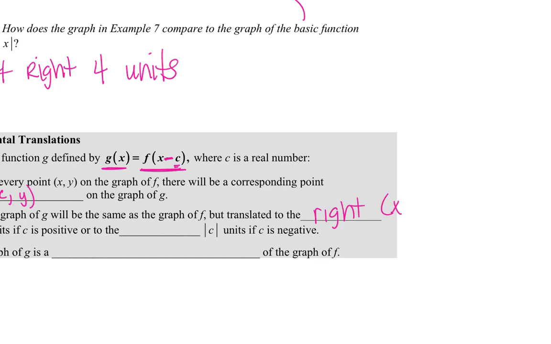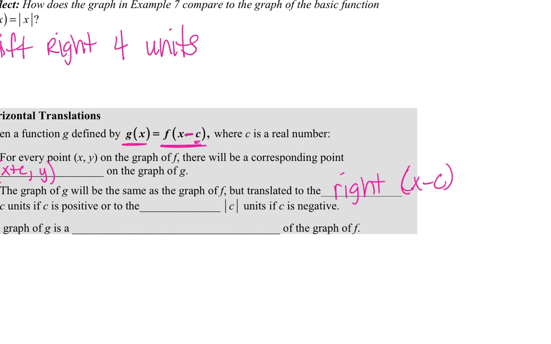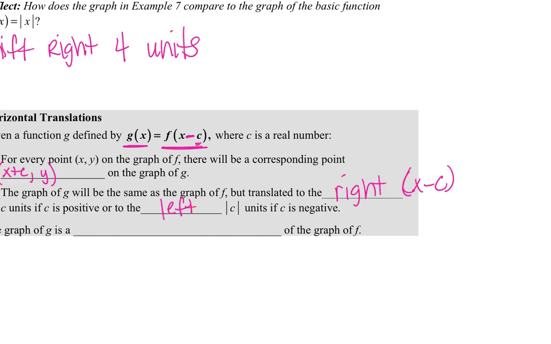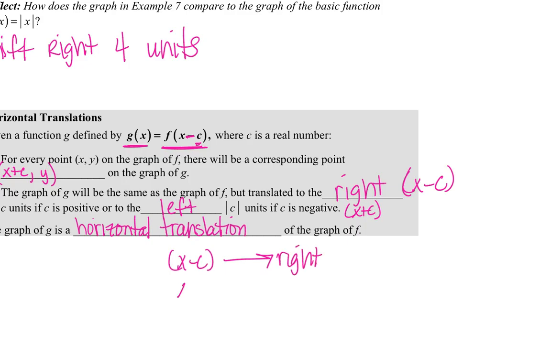Remember, when it's attached inside those parentheses, everything is opposite when you're dealing with the x-axis. And to the left, if you have x plus c. So the graph of g is a horizontal translation. If it is x minus c, we slide to the right, to sum it up. And if it says x plus c, we slide to the left.